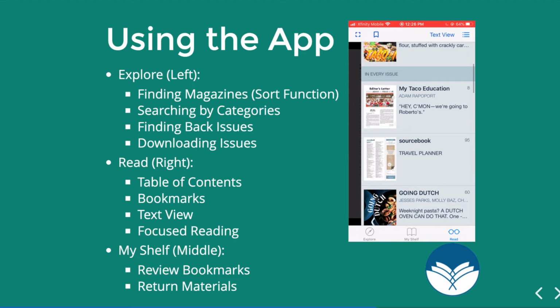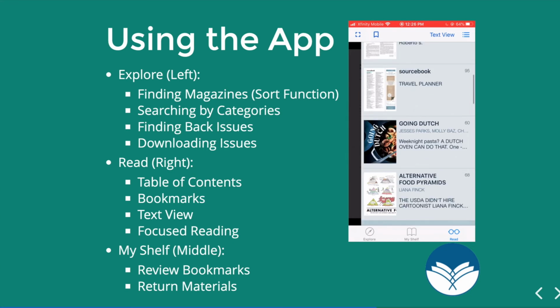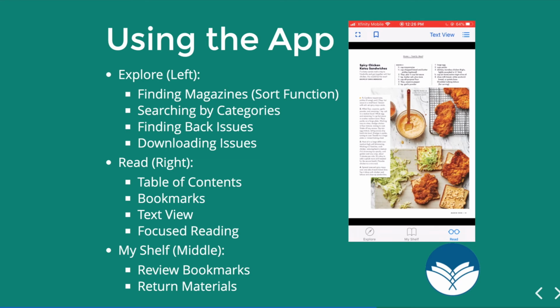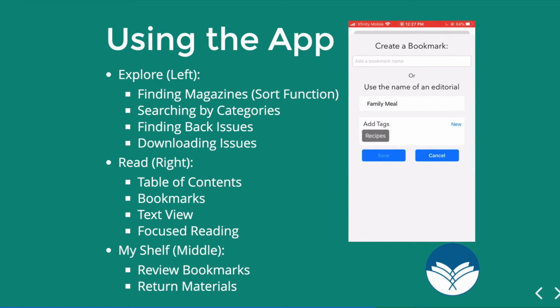Another thing that I can do is add a bookmark. So say I'm interested in saving the spicy chicken katsu sandwiches. I can select that and I can save it as a family meal. I just selected the name of the editorial and that created the bookmark, and then I can add a tag. So I want to tag it as recipes, I select recipes, and I can hit save. Now to access that, I can go to my shelf.